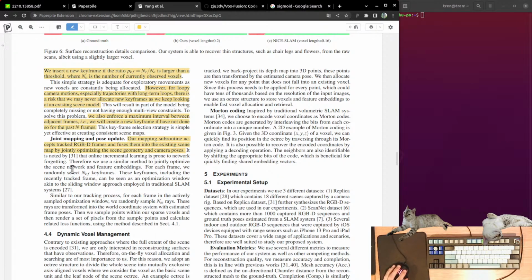So in order to solve that, they're going to jointly optimize the network and the embeddings, and they're going to select some random keyframes, which includes the most recent frame. They're comparing this to a sliding window approach.